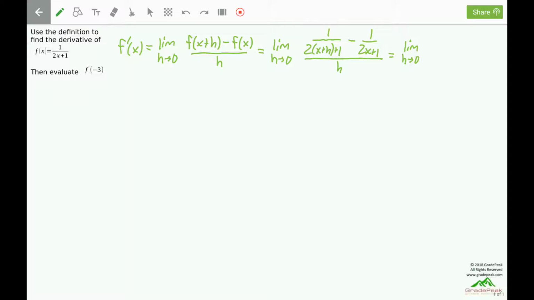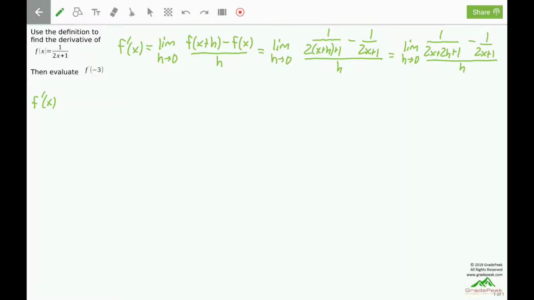Before I actually do that, I'm going to take the first fraction and distribute that 2 in the denominator. It'll just make the denominator a little bit nicer looking for the common denominator. It'll be a 2x plus a 2h plus a 1, and then minus the 1 over 2x plus 1, all over h. So now we're going to start to make the common denominator out of those two fractions. It will be 2x plus 2h plus 1 times 2x plus 1.